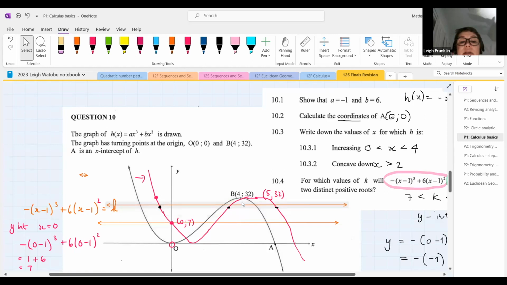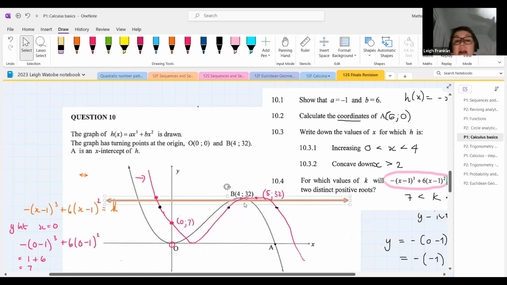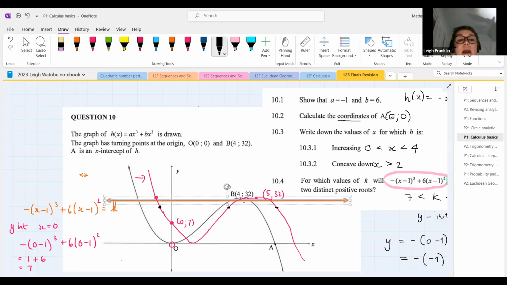Does that make sense to everybody? Okay, and that's why the value of k has to be bigger than this y over here, which is 7, and smaller than this y over here, which is 32. Okay, does that make sense to everyone?